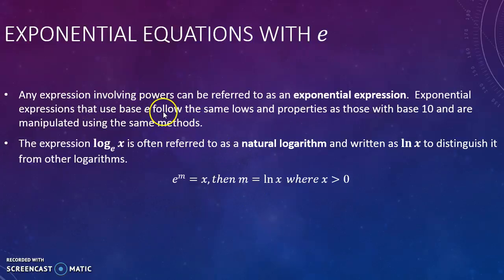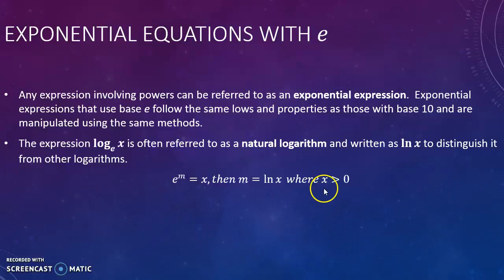So just quickly, any expression can be referred to as an exponential expression. Properties with a base e are the same as those with base 10. So what we looked at last week, the index laws and log laws, those log laws still apply for the natural logs, which are logs to base e. The expression log to base e is often referred to as the natural log. It's just written as ln x. Usually on your calculators, next to log, you have the ln as well, and it's a log to base e, whereas log is log to base 10.